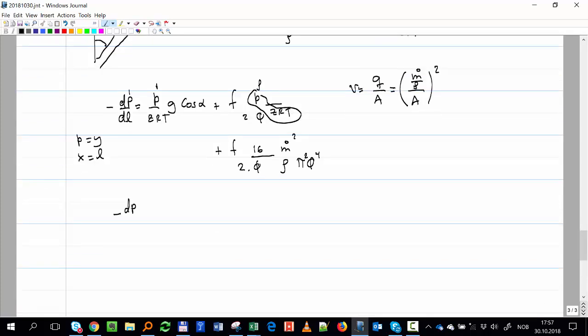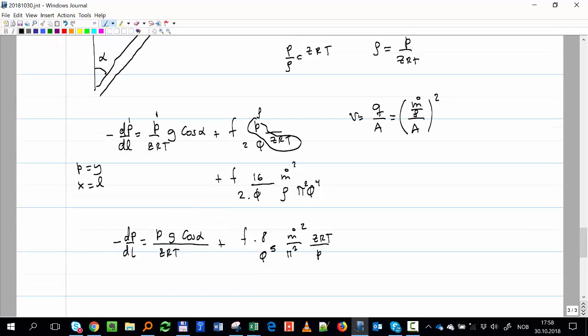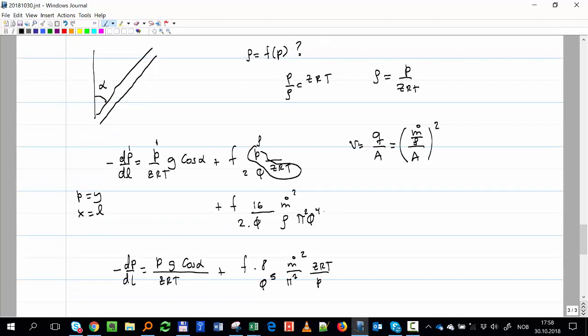So let's try to put it again. dP dL equals minus, pressure g, and here I have my density, which is pressure over ZRT.